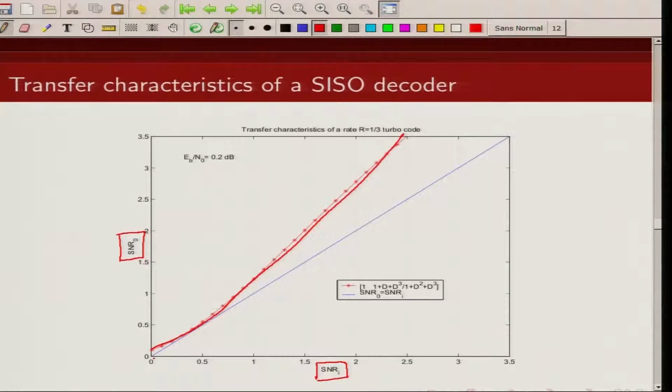So, initially I do not have any a priori knowledge, and this is the amount of extrinsic information which is generated. So, this transfer characteristic will tell me if I have a particular input a priori information, then what is the corresponding extrinsic information SNR. And for comparison's sake, I have drawn this line, which is SNR in equal to SNR out. Now, if you have a symmetric turbo code, you obviously would like your transfer characteristics to be above this line.